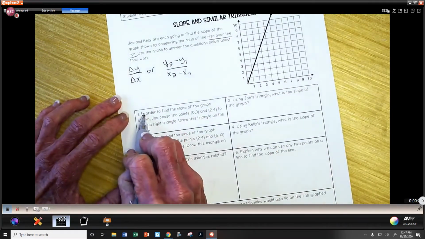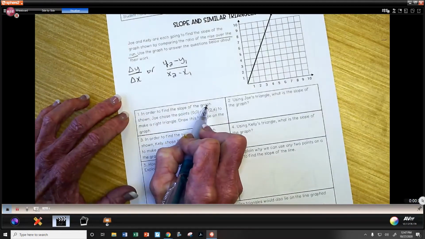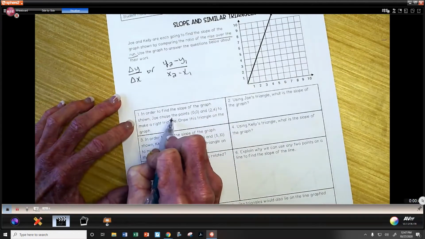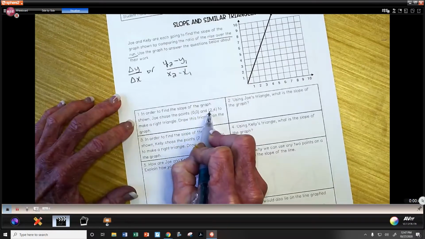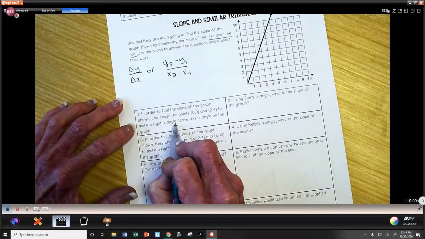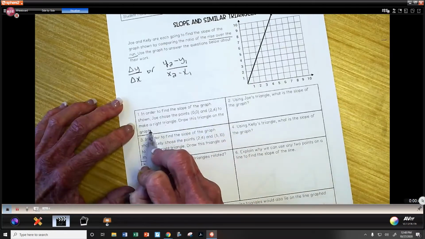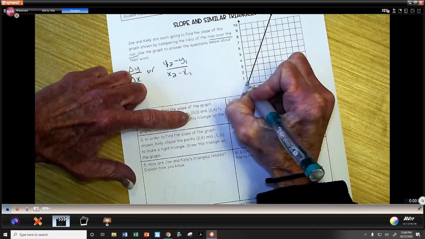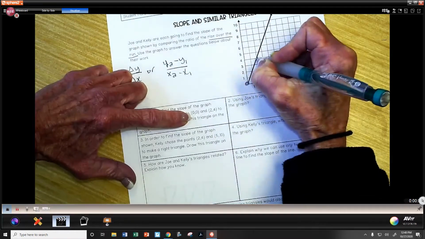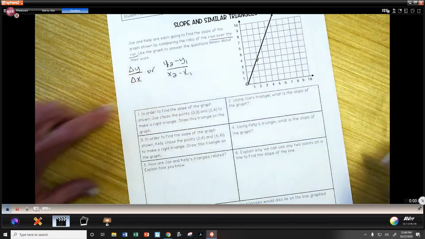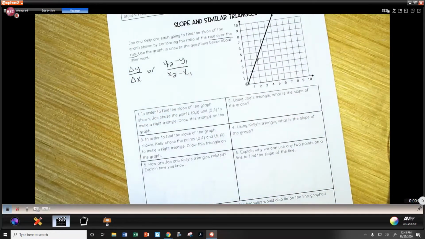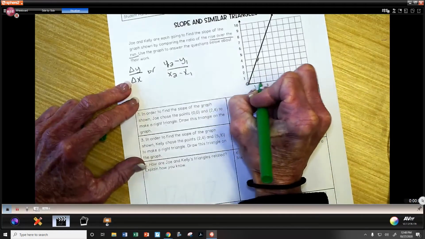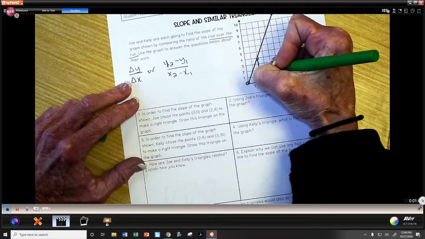Okay, in order to find the slope of a graph shown, Joe chose the points 0, 2, and 2, 4 to make right triangles. Draw these triangles on the graph. So we're going to start at 0, 0, and then we're going to go over 2, up 4. And we are going to make a triangle. So I'm going to make my triangle just like this.